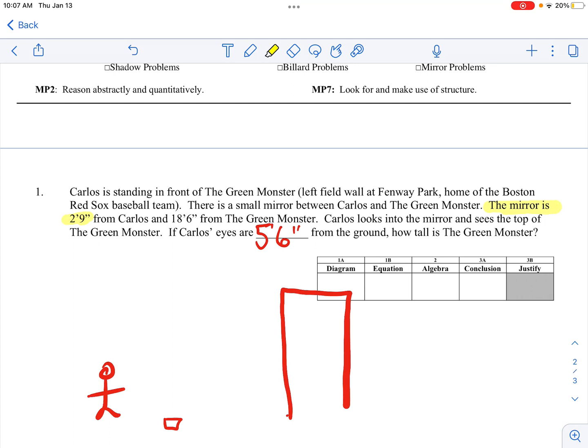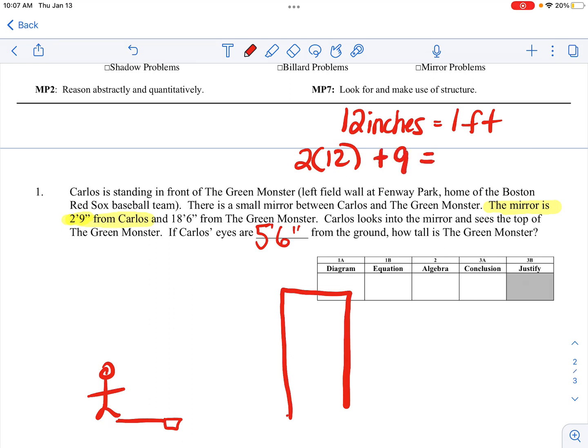That is, the mirror is 2 feet 9 inches from Carlos. So if I label that distance, that's from here to here. Now, I can't do 2 feet 9 inches. I got to be in the same units, right? So again, I need to understand that 12 inches equals 1 foot. So therefore, I know that the distance is 2 feet, which would be 2 twelves, 12 inches plus 9 more inches would give me the total. So if I do that, that's 24 plus 9. Uh-oh, I must have COVID brain.